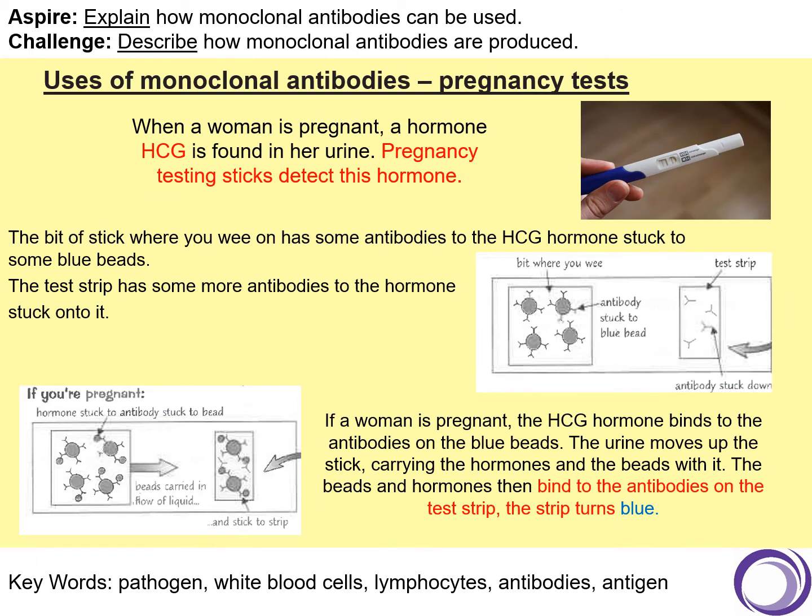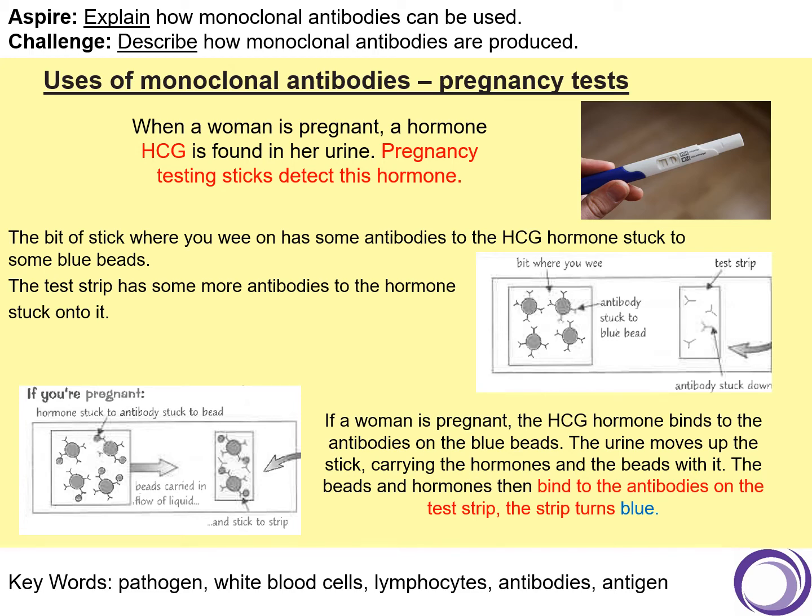So another use of monoclonal antibodies is in pregnancy testing. When a woman becomes pregnant, a hormone is found in her urine called HCG. And pregnancy testing kits that you buy will detect this hormone. So how it works is the bit of stick that a woman will wee on has some antibodies to the HCG hormone stuck to some blue beads.